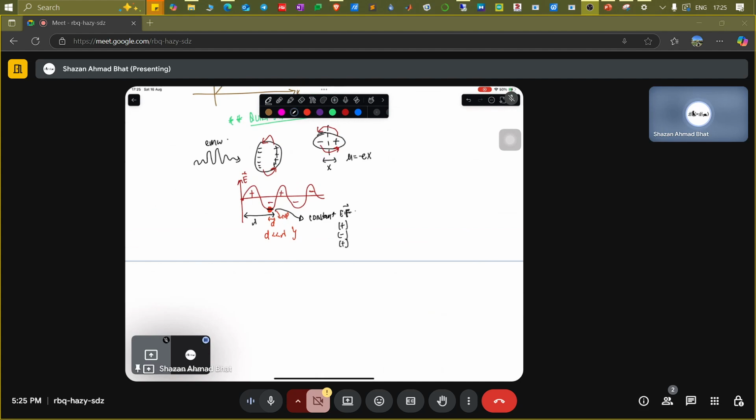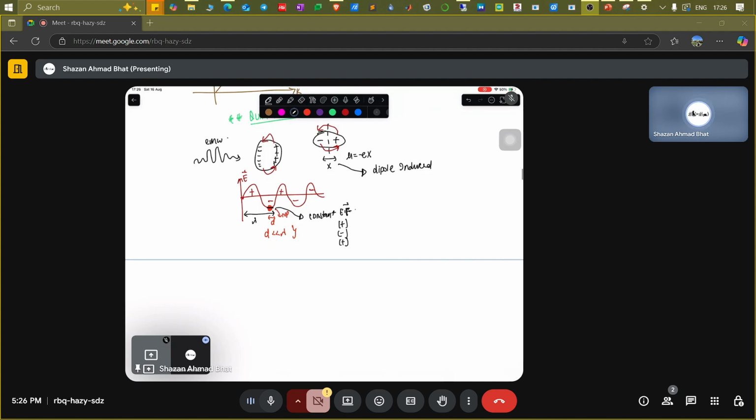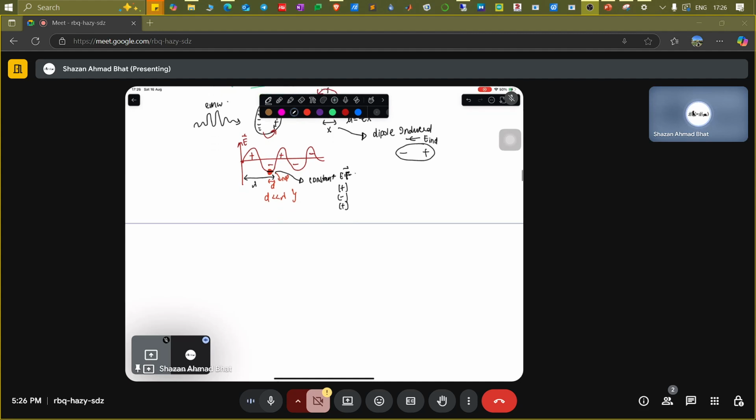Now, what happens when it switches? There is a separation of the charges. That means there is a dipole induced. So the induced dipole is basically this side negative, this side positive, the induced dipole field is in this direction, and it keeps on switching.